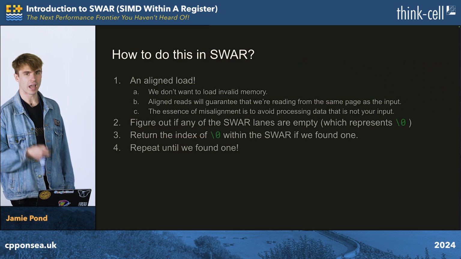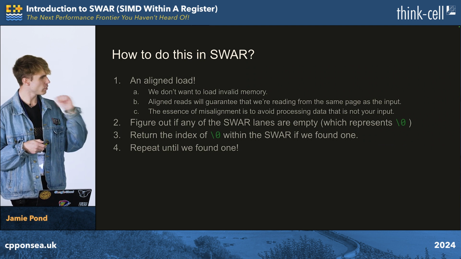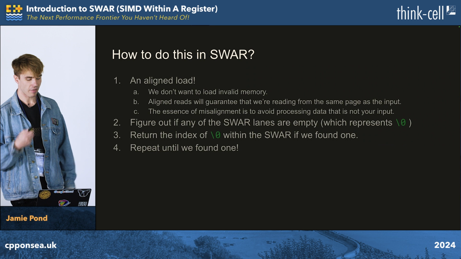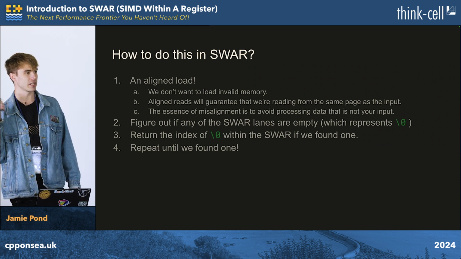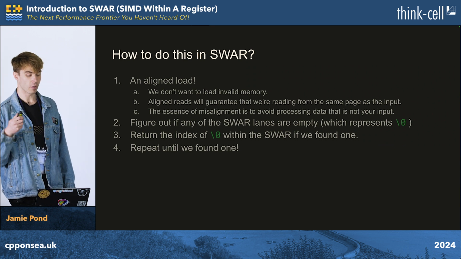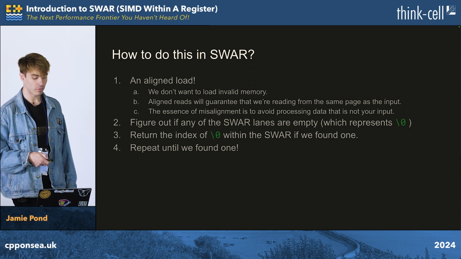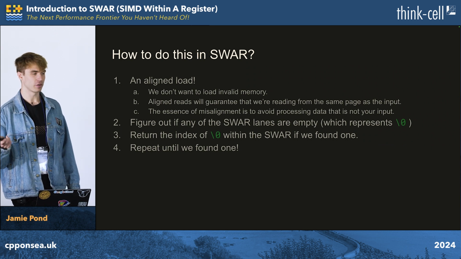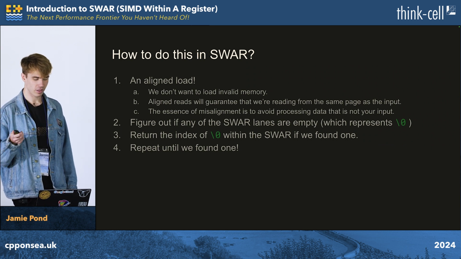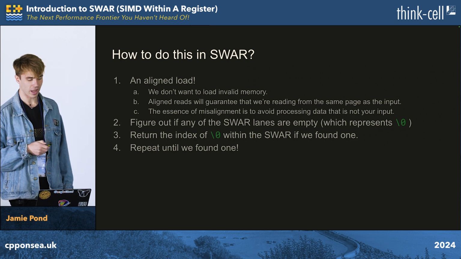But we want to do this in SWAR. We want to have the best implementation we can, the fastest implementation. So how do you do that? Really the only complicated thing you need to be aware of is that we need to do an aligned load, because we're going to be reading speculatively into memory. We don't want to read any invalid memory, and we want to account for any memory we've read that is not strictly our input. The aligned read will guarantee that the data we've got is on the same page as our input. So that's why we need to do an aligned load.